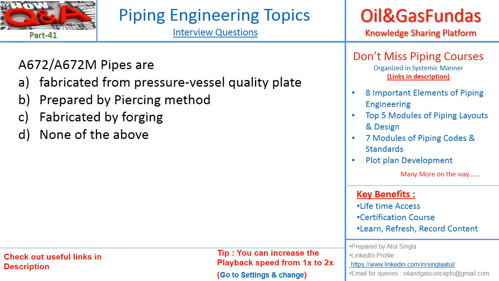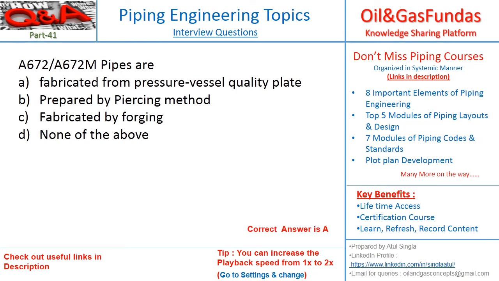A672 pipes are fabricated from pressure vessel quality plate, prepared by piercing method, fabricated by forging, or none of the above. Which of these statements is correct with respect to A672? And the correct answer is A.